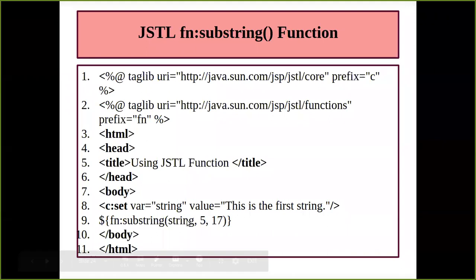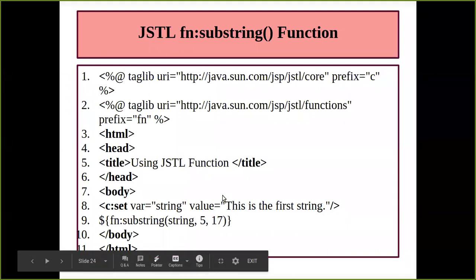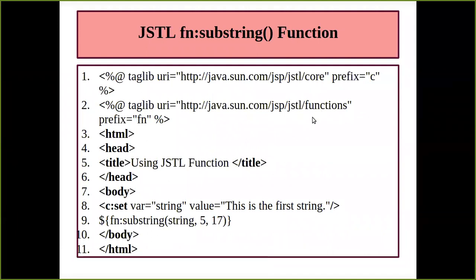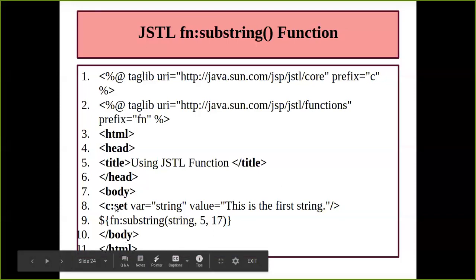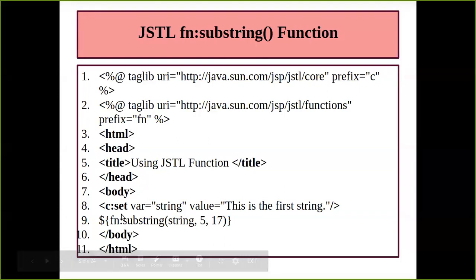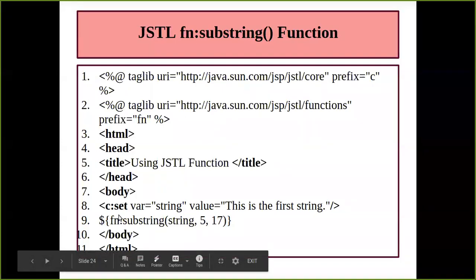So in this program also we are going to make use of two tags, the core tag and the function tag. And how do you make your JSP engine identify that you are using core and function? By using prefixes: for core it is c and for function it is fn. Now we are going to have a variable again. Whenever we create a variable, which tag is responsible for that? The core tag. Core is your main tag.